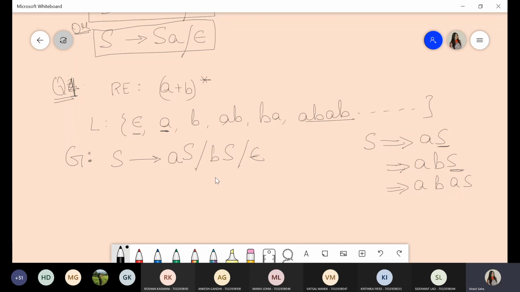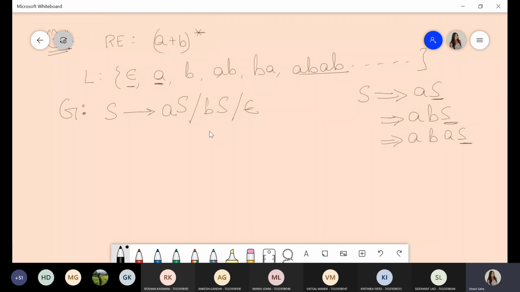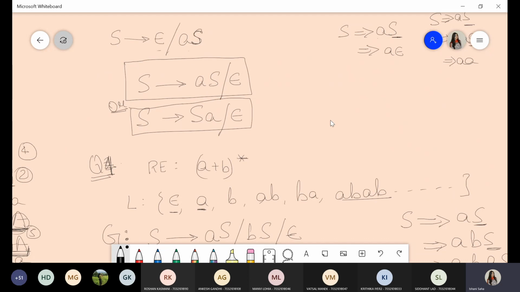Just a second. Now this S, I can generate it with BS. And this is epsilon. So the string generated is ABAB. So by practice, some of the strings, some of the grammar, you will just be able to identify just by looking at it.